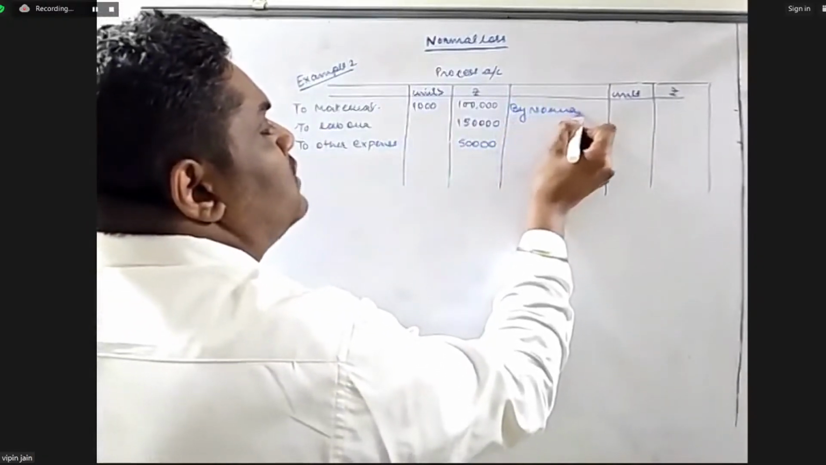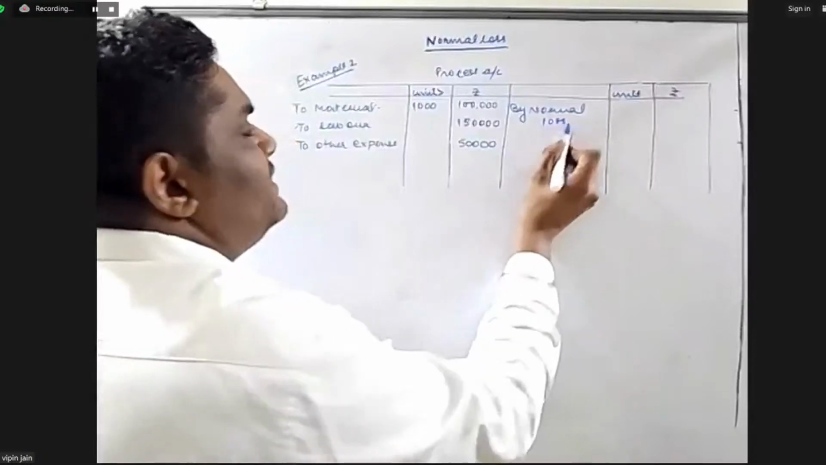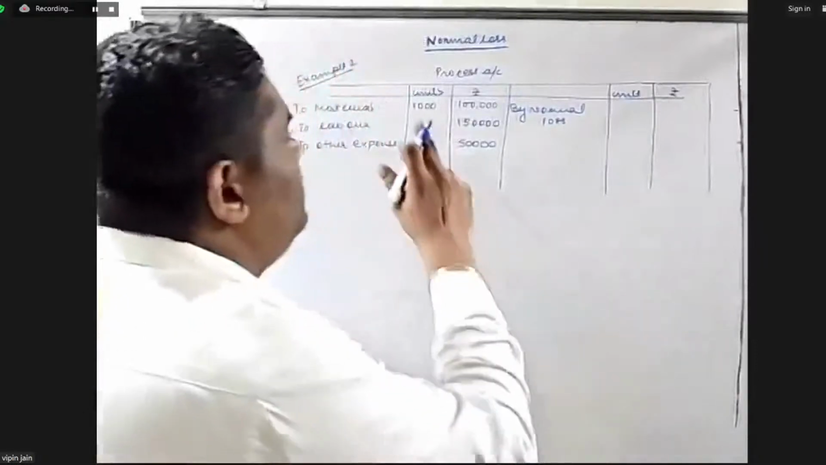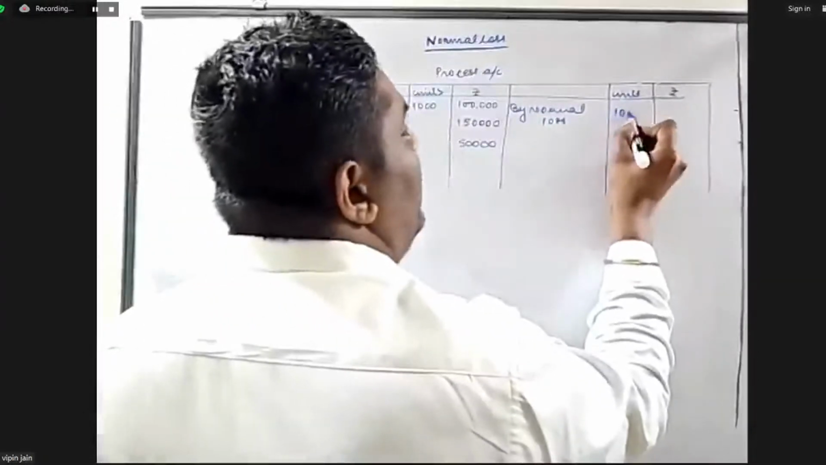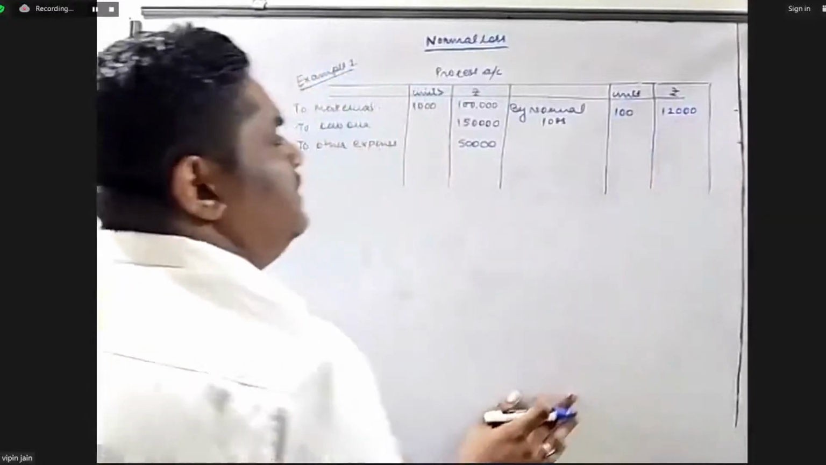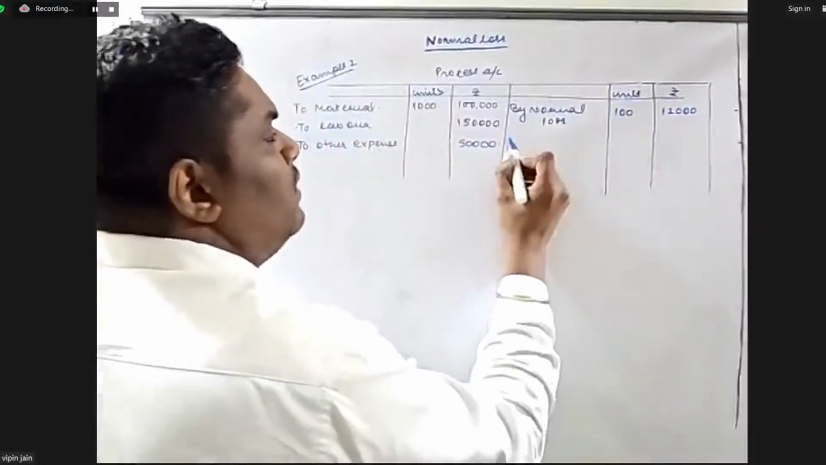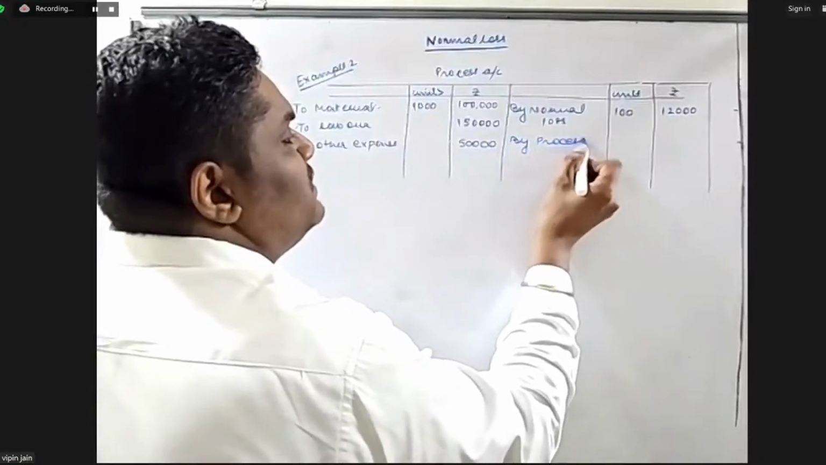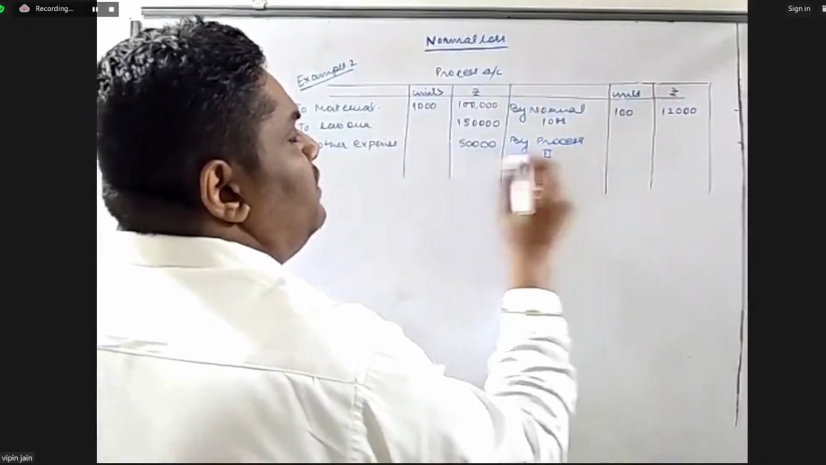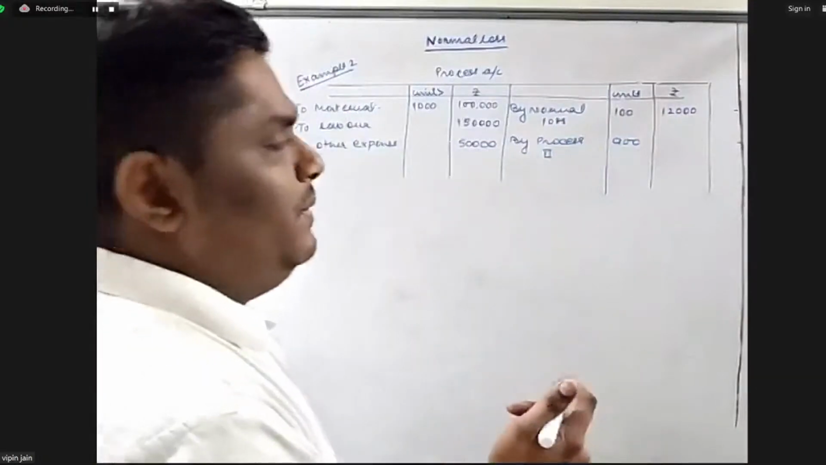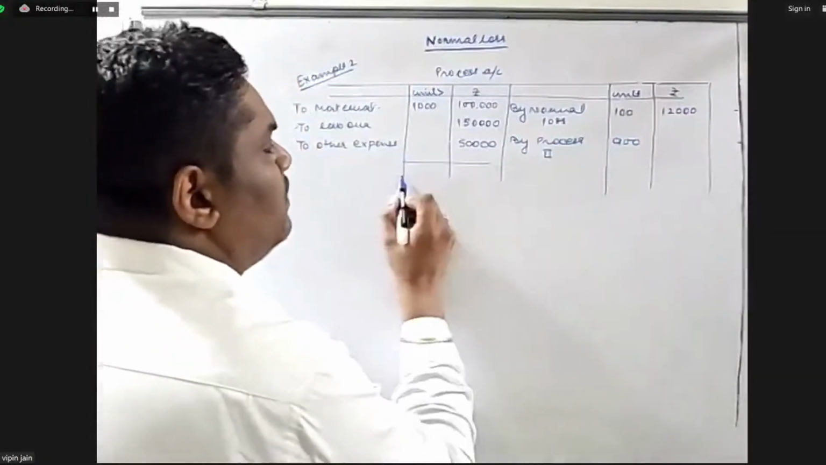By normal loss. It is given in the question that the normal loss is 10% of the input, so it will be 100 units. And further, the scrap value is given, that is 12,000 rupees for these 100 units. So the output to be transferred to the next process will be how many units? 900 units.